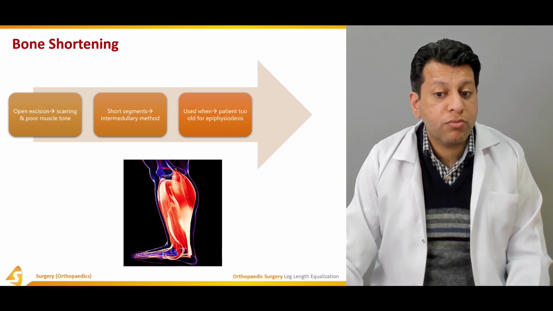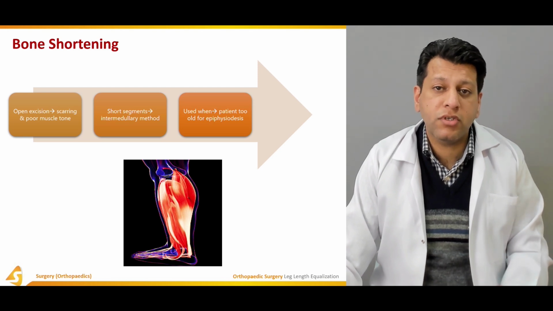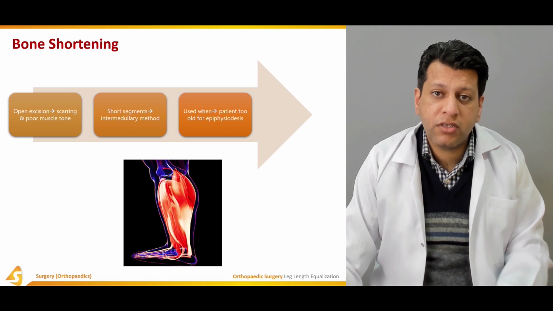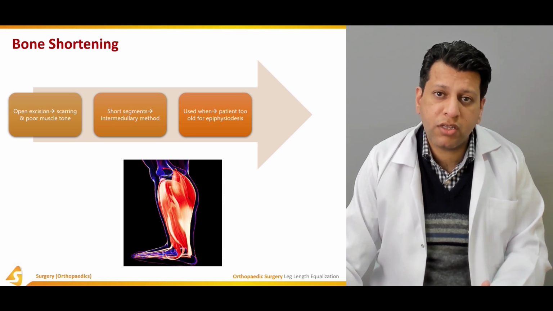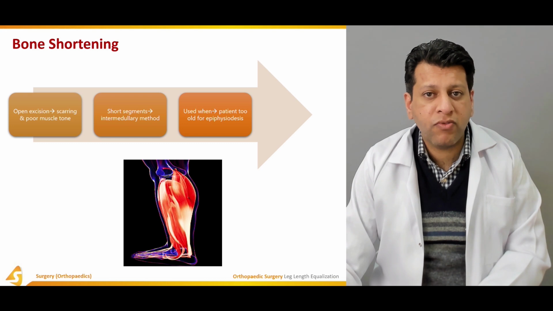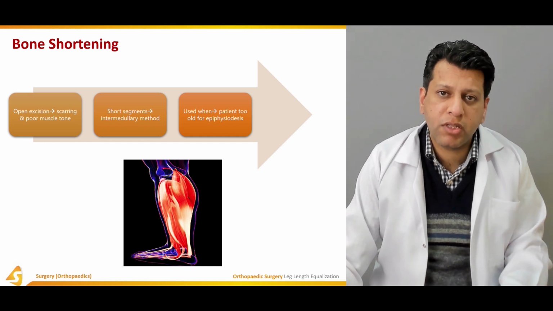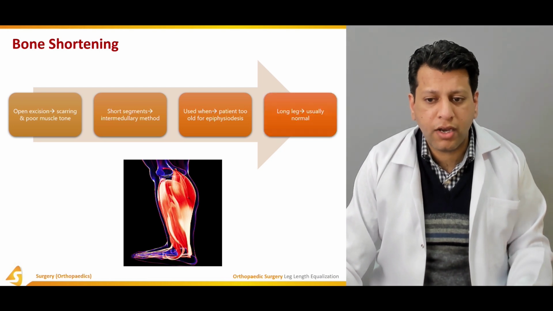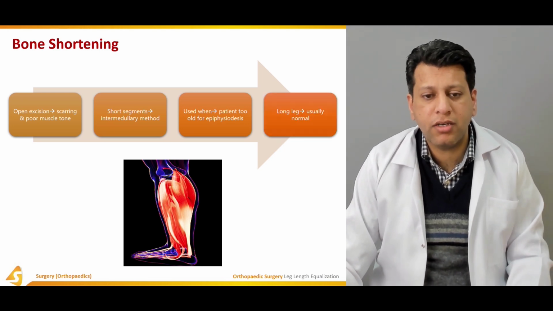Or the patient may be too old for epiphysiodesis. For example, if a child comes to you in adulthood when the physes are already closed and we cannot retard the growth by epiphysiodesis, we may have to go for other procedures such as osteotomy of the longer leg or lengthening of the shorter leg. That is how we make the difference.